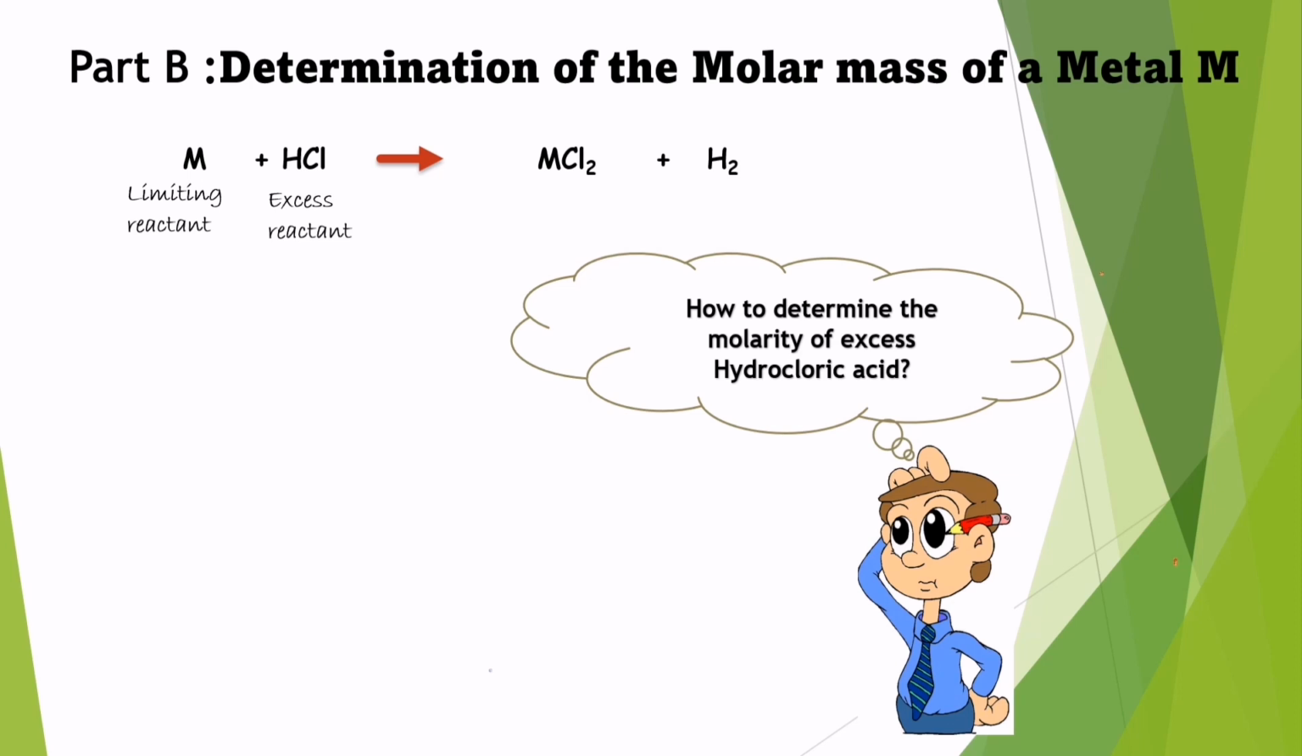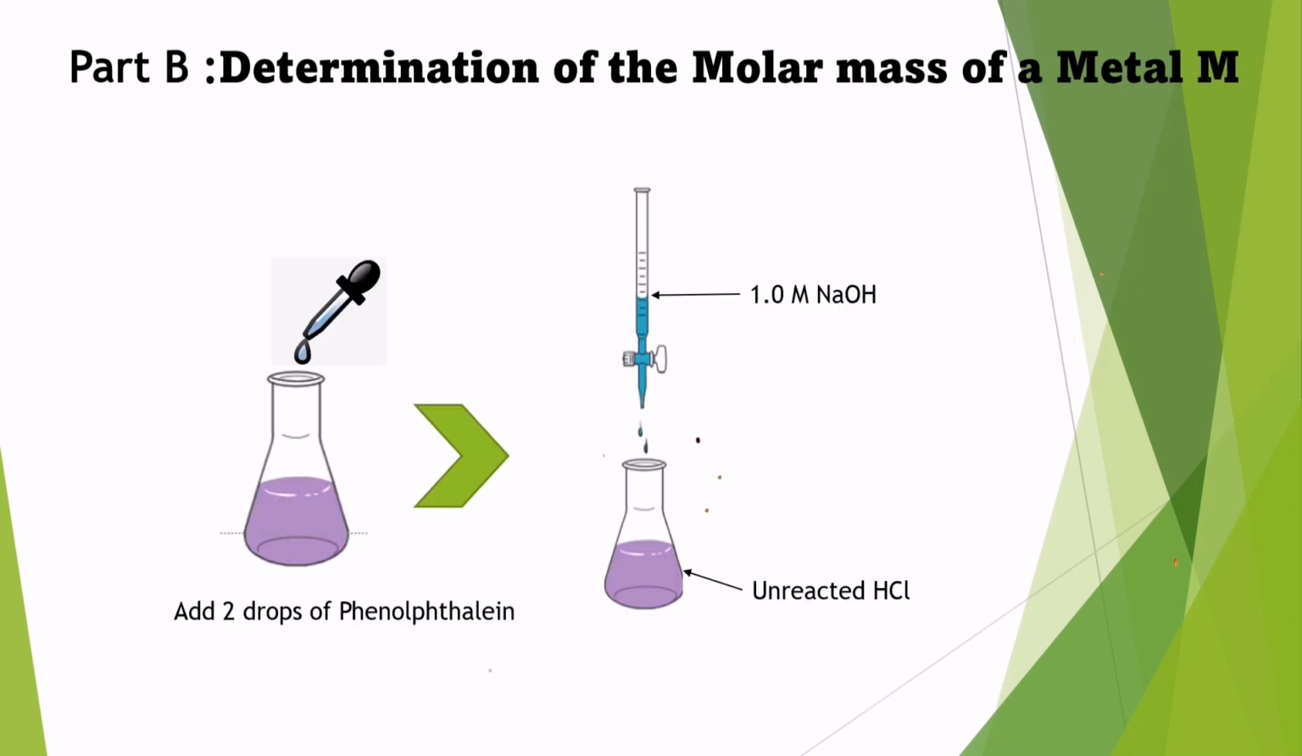But how do we determine the molarity of the excess hydrochloric acid solution? We can determine the molarity of the excess hydrochloric acid by using the regular technique of titration. So now, we want to determine the molarity of the excess hydrochloric acid.